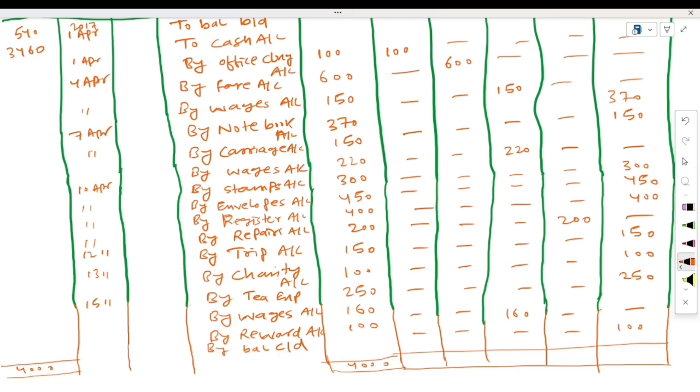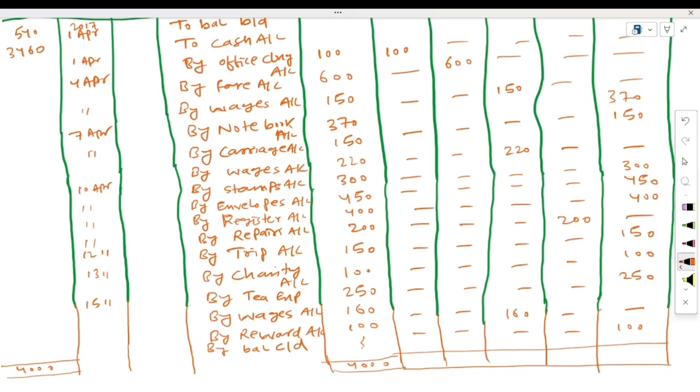Now what do we have to do? We have to balance this as it is, and we will make the balancing figure by balance c/d. The total amount is subtracted from this 4000. This amount will be the balancing figure, and the separate amount columns will be as they are in the total column. This is all about the analytical petty cash book.